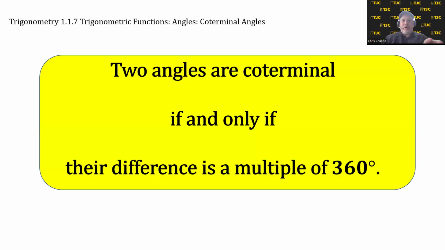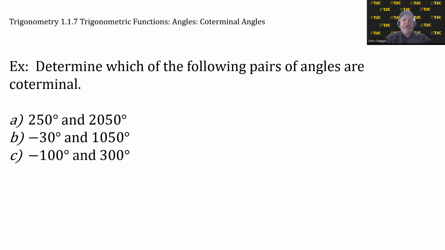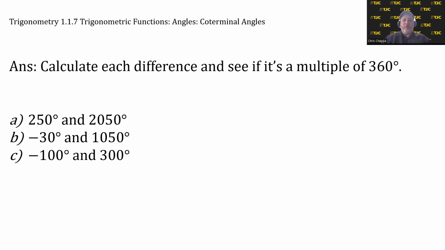Now, this is important. Two angles are coterminal if and only if their difference is a multiple of 360. If you think about it, it makes sense because if we have two angles that stop at the same place, the only difference between them is how many circles we rotate in one particular direction. So to determine if a pair of angles are coterminal, all we have to do is calculate each difference and see if it's a multiple of 360. The difference is easy. Just subtract.